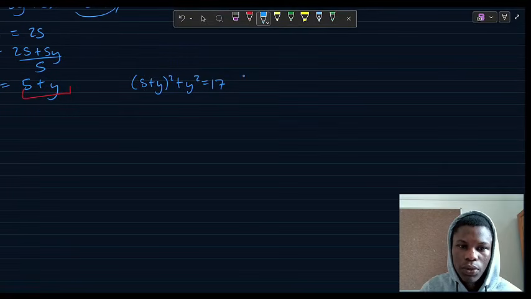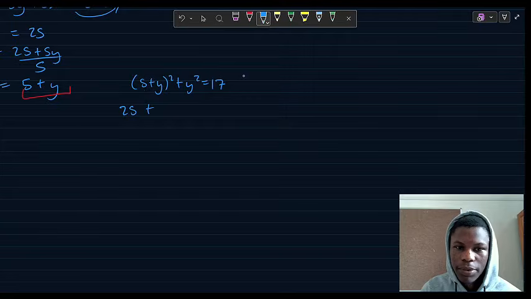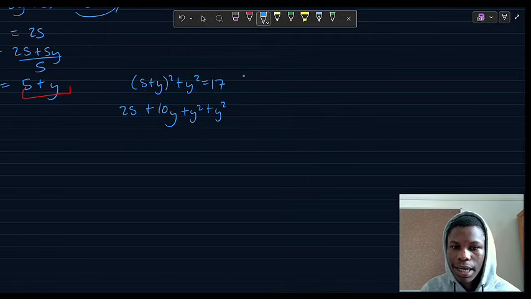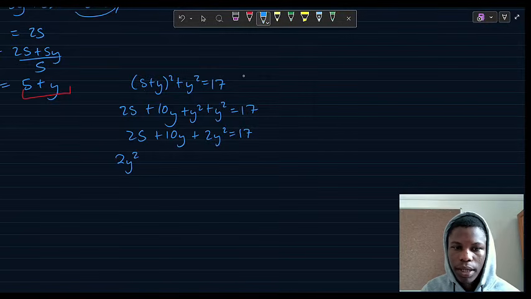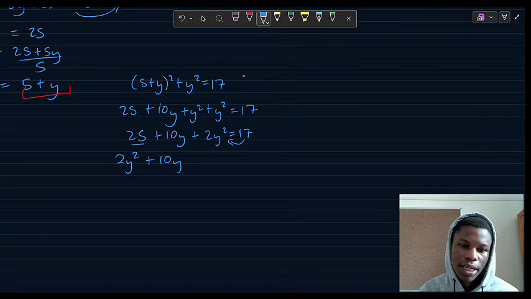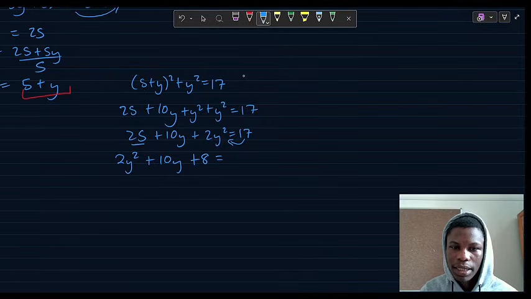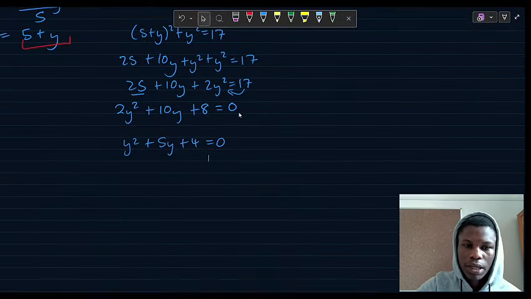And now we can expand, so square the 5, that's 25, plus 2 times 5 times y, that's 10y, square the y, that's y squared, plus this y squared, and this is equal to 17. So 25 plus 10y plus y squared plus y squared, 2y squared is equal to 17. Let's write it in descending powers of y, so 2y squared plus 10y. Then I've got 25, bring the 17 this side, it subtracts, so it becomes 25 minus 17, which is 8, is equal to 0. Divide through by 2, y squared plus 5y plus 4 is 0. Factorize.